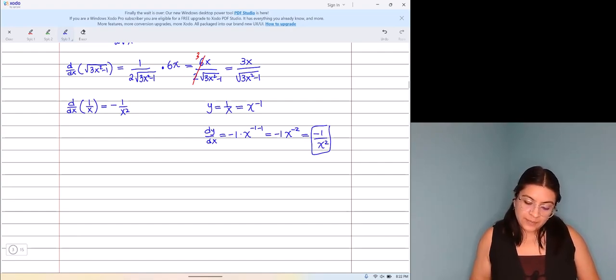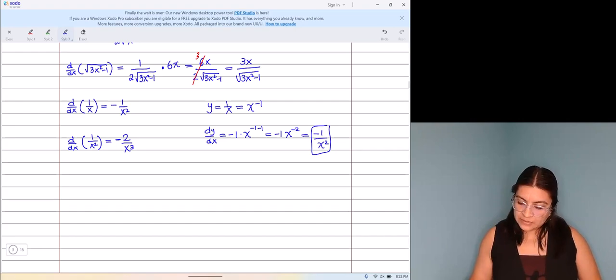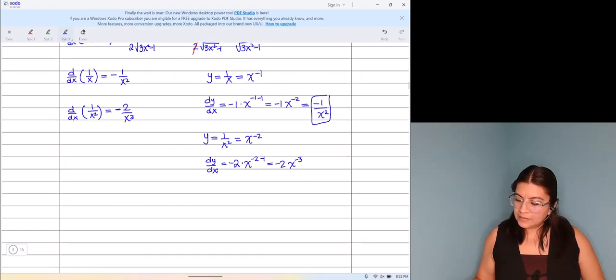Then you'll see a pattern, like the derivative with respect to x of 1 over x squared. This is negative 2 over x to the third. The reason for that is because y equals 1 over x squared is the same as x to the negative 2. So the derivative is negative 2 times x to the negative 2 minus 1, which is negative 2 times x to the negative 3. And if you have a negative exponent, we send it to the bottom and it becomes positive.